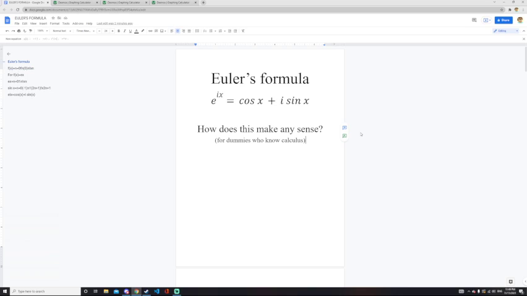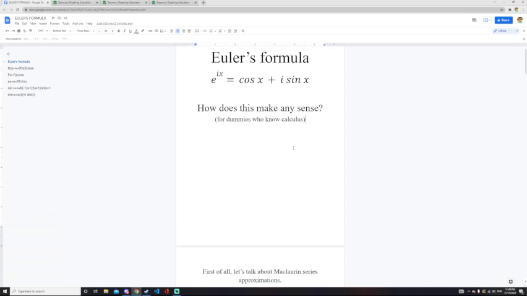Hey guys, welcome to my explanation of Euler's formula using calculus. Now, I made this because I'm a dummy and it didn't make sense to me. So this is probably much harder than what you need to do.